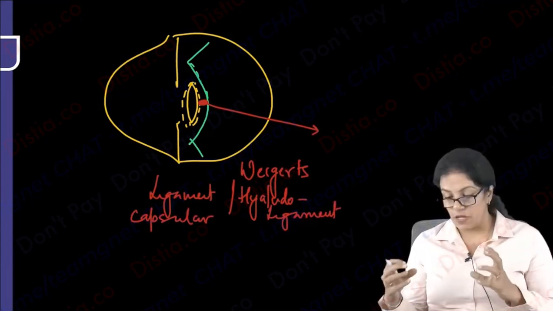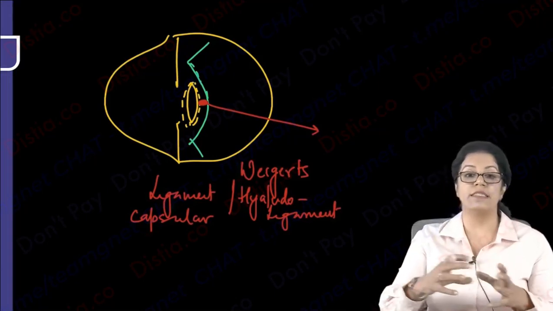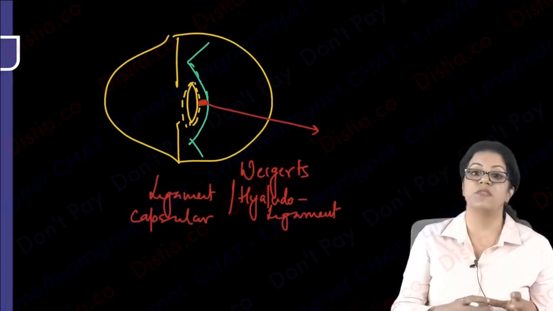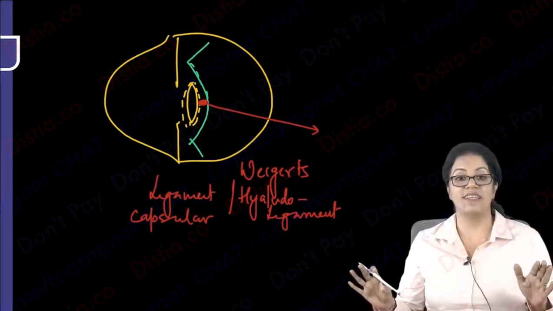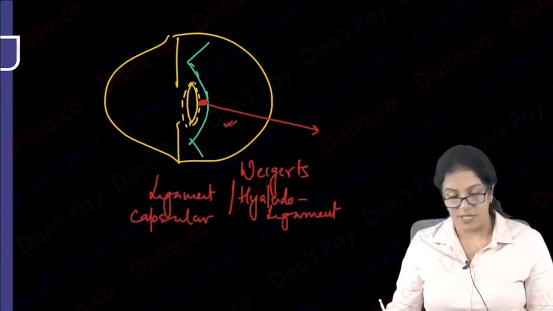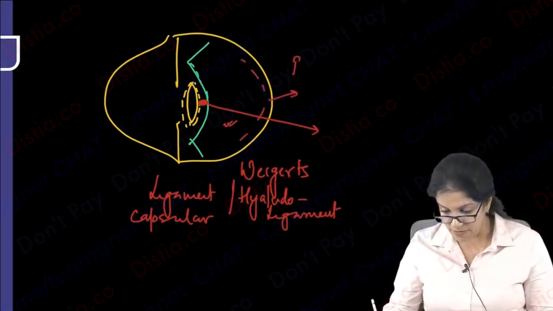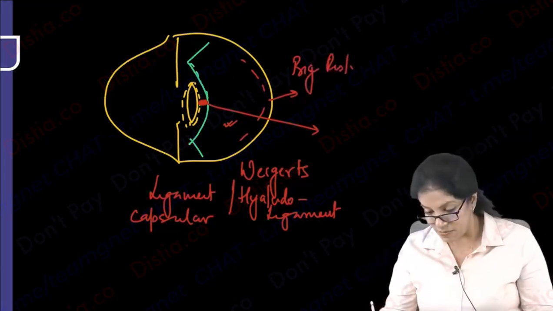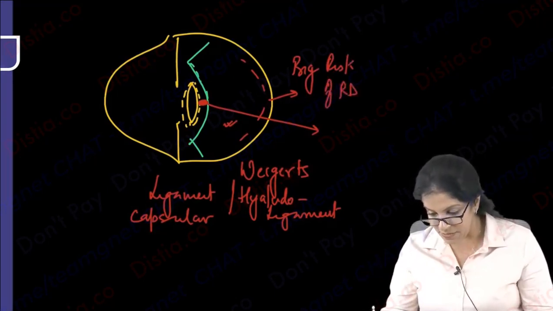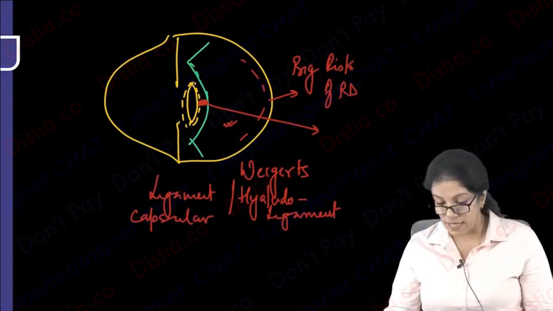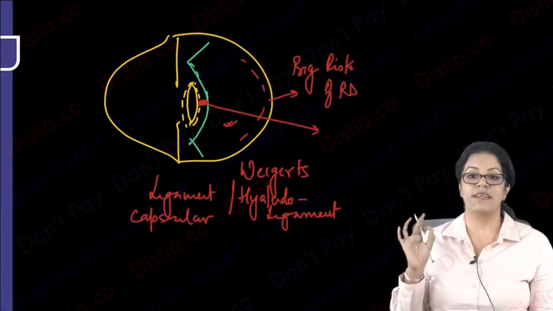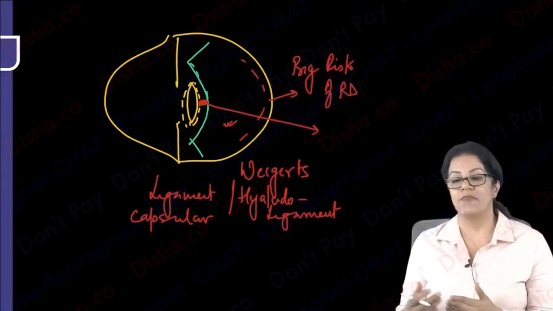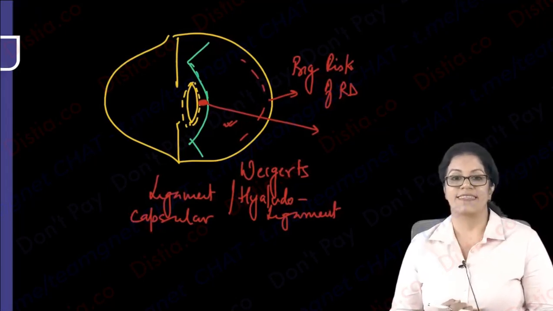Because there is a strong adhesion, if I am doing ICC, I will remove the whole capsule, and it will pull on the Wegner's ligament. Any pull on it means it will pull the vitreous. This is absolutely not needed, because any pull on the vitreous is a very big risk of retinal detachment. We can cut the vitreous, but we cannot pull the vitreous. Therefore, this is contraindicated in children. We are going to learn more about it when we talk about congenital cataract.